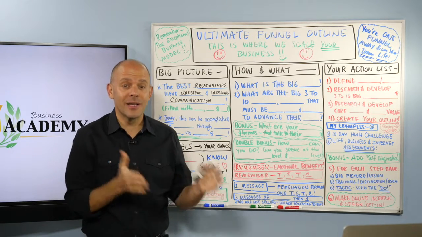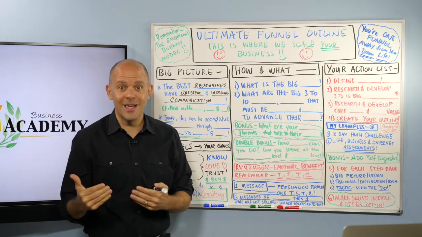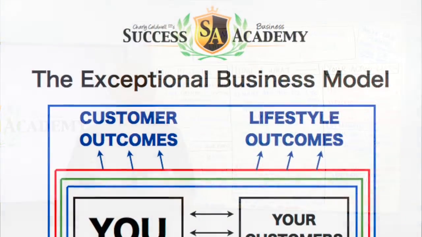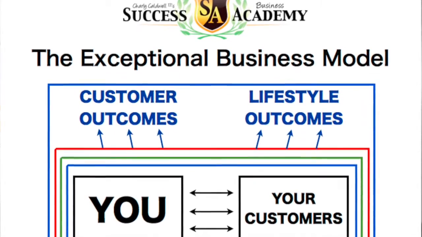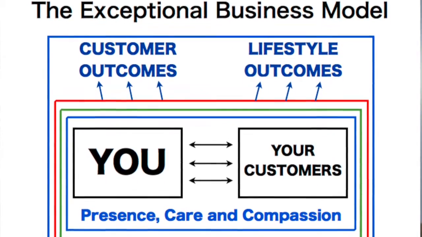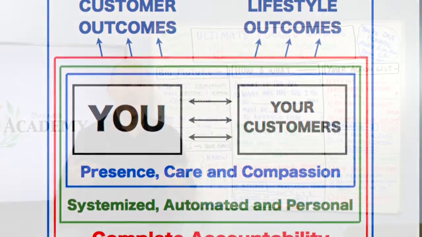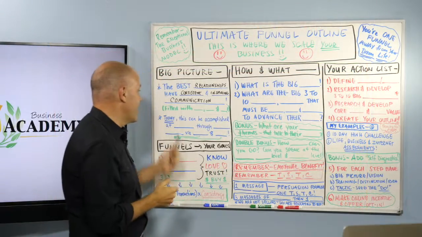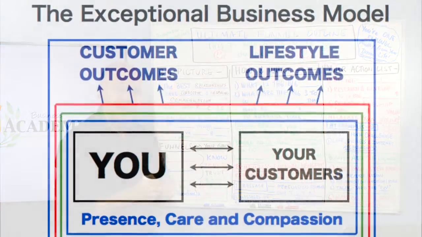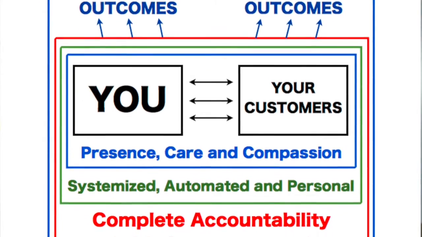We talked about this in the Ultimate Relationship Outline. We have to build, and I'll say exceptional relationships. It's all part of that exceptional business model that I've taught. And there's an aspect to it where you and your customers are really going after attracting, building, and creating relationships with the very best people, with full presence, care, and compassion in the relationship, which is the next part here, filled with presence, care, and compassion towards the idea of systemization, automation, keeping things personal.